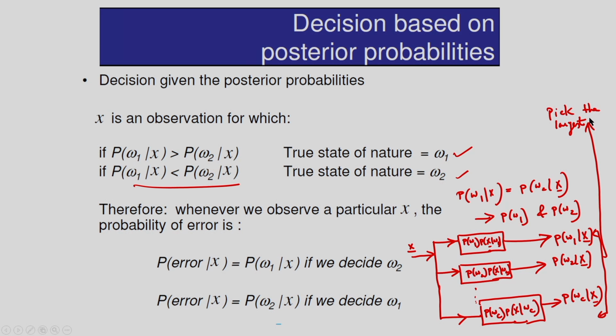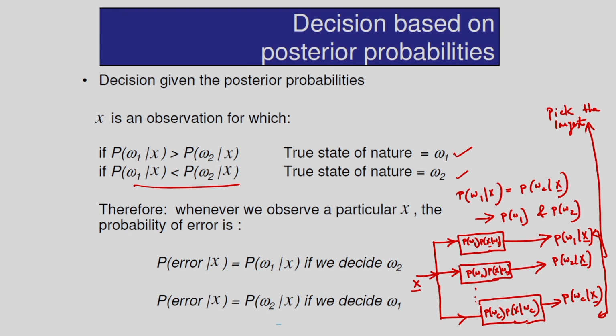So out of this, I have to pick the largest. Based on this, I can do the classification. My input is x, so I can draw the x here. I have to determine these values, the probability of W1 given x, the probability of W2 given x, and out of this I have to pick the largest, and based on this I can do the classification decision.